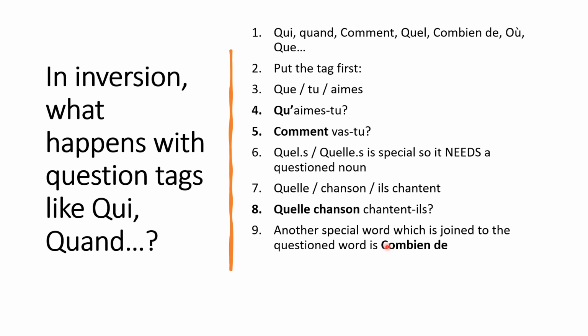Another word that is joined always to the question word is combien de. It always comes along with your noun. So how much time do you want? What cannot be separated from time? How much time? I cannot separate both. So they come together. Combien de farine? How much flour? Combien de farine voulez-vous? So vous is your subject, voulez is your verb. You can invert that. But the tag comes in the beginning of the sentence before the inversion takes place.